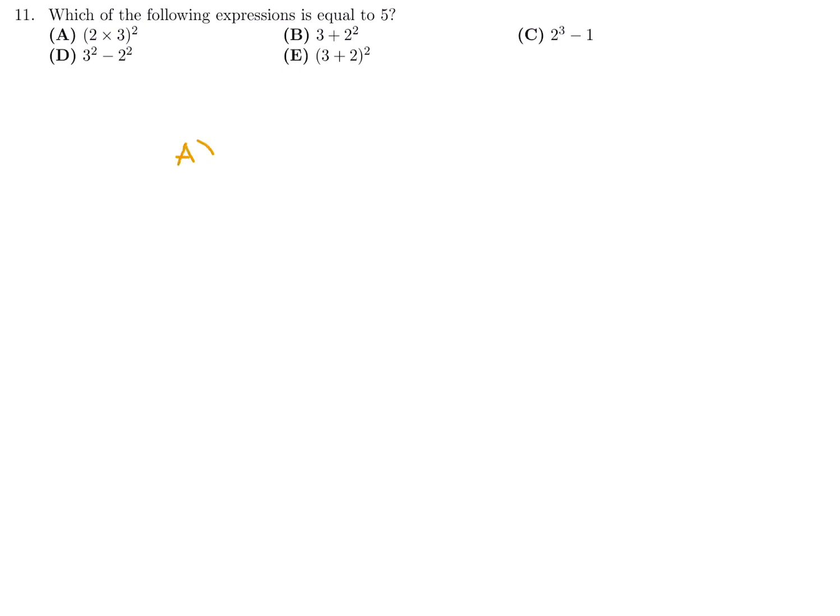Well, let's go through each of these. 2 times 3 is 6. 6 squared would be 36. 3 plus 2 squared would be 3 plus 4, which is 7. 2 to the power of 3 is 8, minus 1 is 7. 3 squared is 9, 4 squared is 4. 9 minus 4 is 5. And E is going to be 25. So the answer, of course, is choice D for number 11.